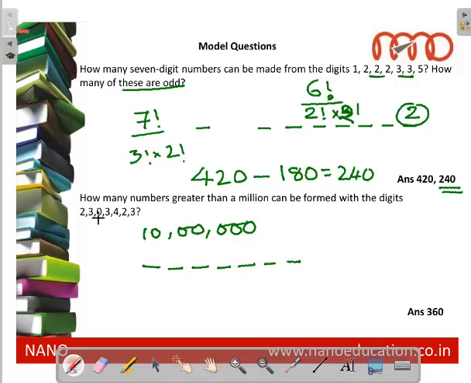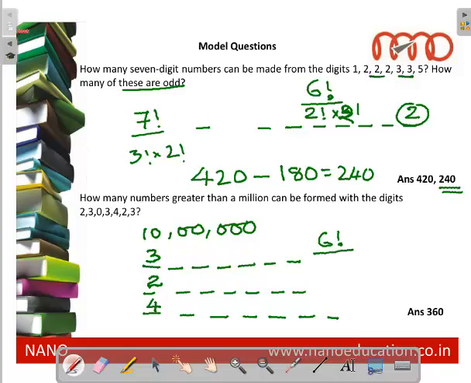The first place cannot be filled with 0 and there is no 1 here. So the first digit can be filled with either 2 or 3 or 4. 3 is a separate case, so let us fill the first digit with 3 first, or with 2, or with 4.